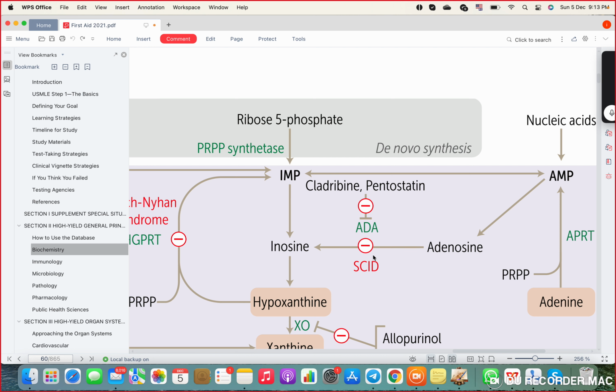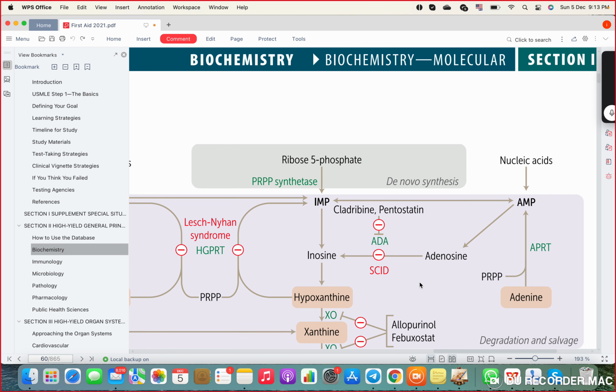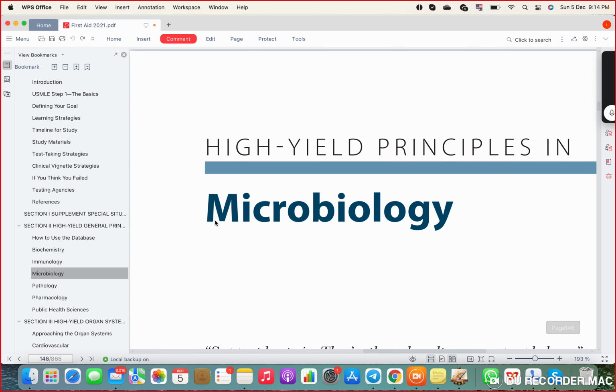Look, when you inhibit this enzyme, you will have a lot of adenosine, correct? Adenosine is highly toxic to the lymphocyte, okay? Yeah. So it will kill the hairy cell leukemia lymphocytes. Okay, good. Perfect. So let's go back here.